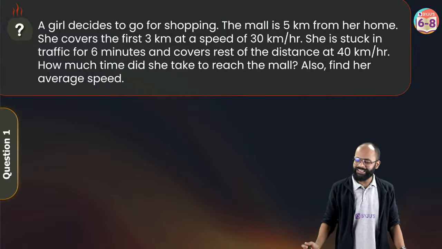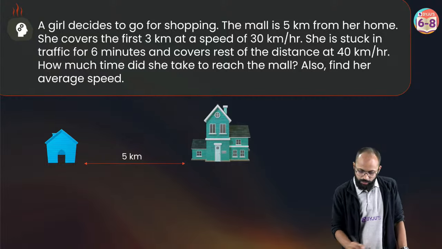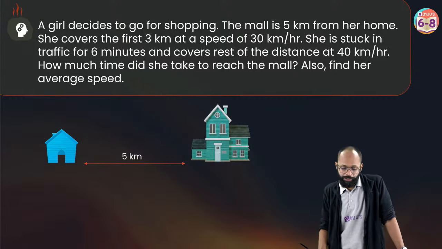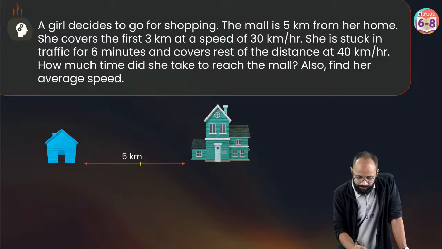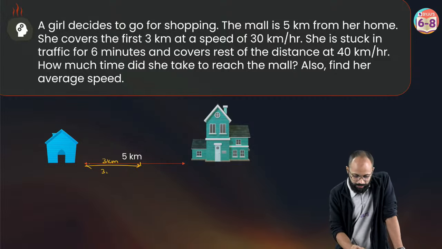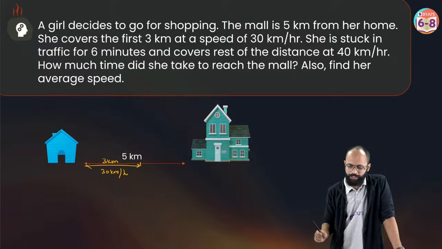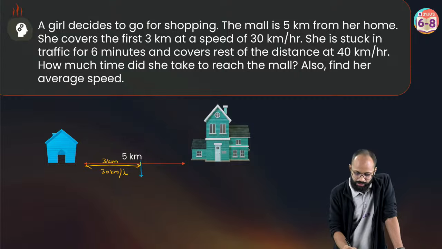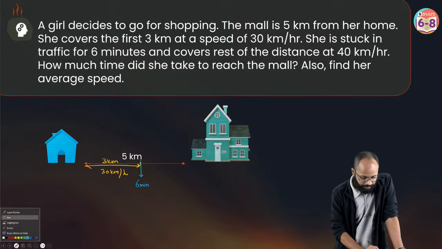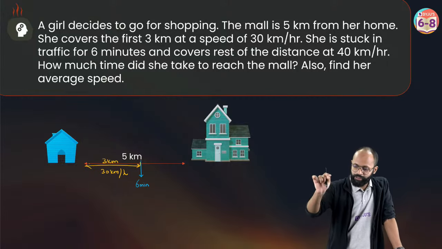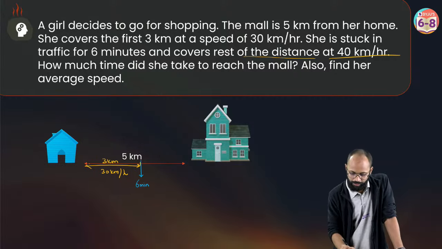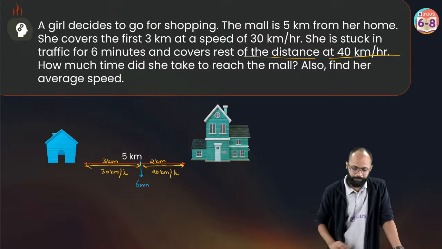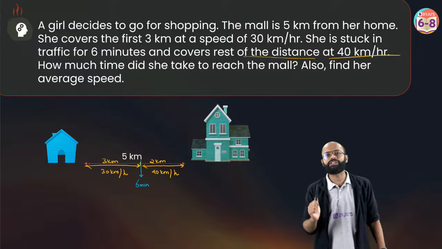A girl decides to go for shopping. The mall is 5 kilometers from her home, right? This is the house, this is the mall. She covers the first 3 kilometers at a speed of 30 kilometers per hour. So let's say this is the distance of 3 kilometers. She covered 3 kilometers with what speed? 30 kilometers per hour. Okay, fine. Now, she's stuck in traffic for 6 minutes. Here, she's stuck for 6 minutes. Then she covers the remaining distance at 40 kilometers per hour. What is the remaining distance? The remaining distance is 2 kilometers. She covers it at 40 kilometers per hour. The question is, first, how much time did she take to reach the mall? Now put it like this.